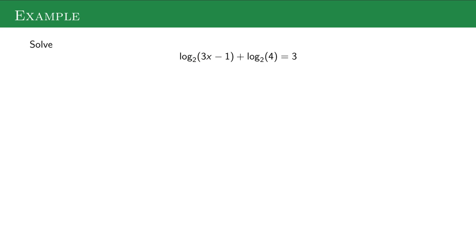All right, here's an example with a log. I can't rewrite it yet because there's multiple logs, but I know I can combine my multiple logs by smushing these together and multiplying the two insides. But now I have this log equal to a number, so I'm going to take the base 2, raise it to 3, and that equals the inside here that I distributed to get 12x minus 4. All right, so this is the rewriting step as an exponential. 2 cubed is 8. Add 4 to the other side, divide by 12. I get x equals 1, and that works, so that's not an extraneous root.